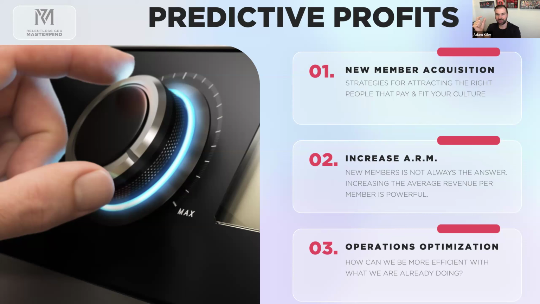And again, numbers 2 and 3 on this page don't cost me anything extra in money to do. Okay, I can increase average revenue per member without adding any expenses. I can increase my performance in operations without adding any expenses. New member acquisition, many times it's going to add extra expenses if we're hosting an event, if we're doing paid marketing, all of that stuff. So I like number 2 and number 3 the best when I'm thinking about how we can increase profit in our business, because it's no extra expense to me. All right, let's continue on.